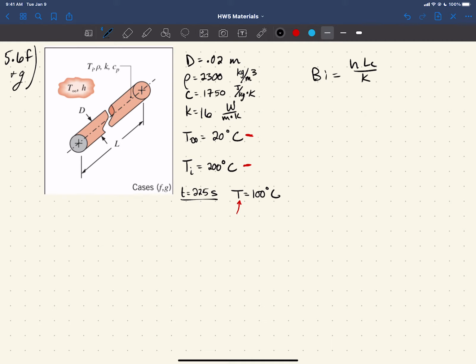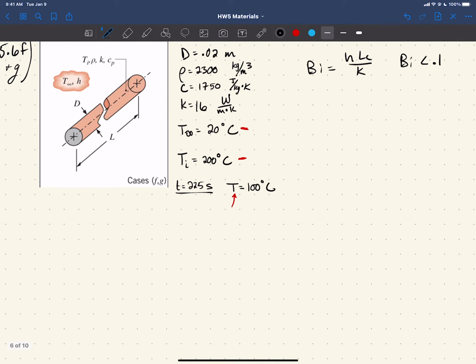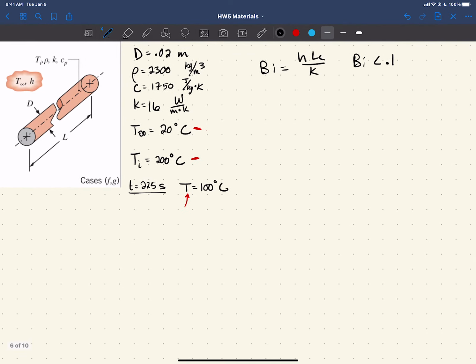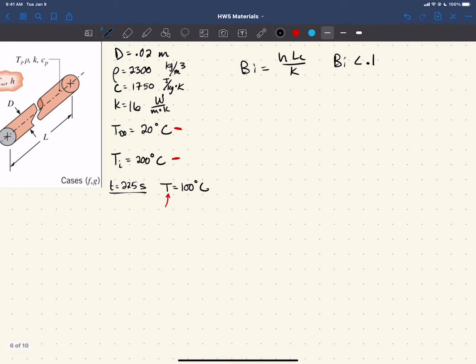So we're just going to assume that this is less than 0.1 for now. So then we can use this new analysis that we learned about. And I'm going to scroll this a little bit so I have more room. Okay. So if we draw our cylinder here, right, so we got our cylinder, and I'm going to draw a control volume around it.